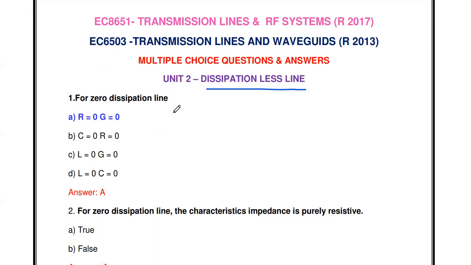First we will see the question for zero dissipation line. Which one is correct? R equal to 0, G equal to 0; capacitor and resistor 0; inductor and conductance 0; inductor and capacitor 0. So for zero dissipation line, the resistance value and the conductance value is 0. Dissipation means the power dissipation. So for a zero dissipation line, the power dissipation is 0. That's why the resistance value and the conductance value are 0 for that particular transmission line.